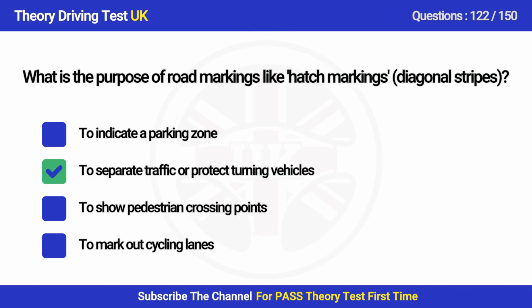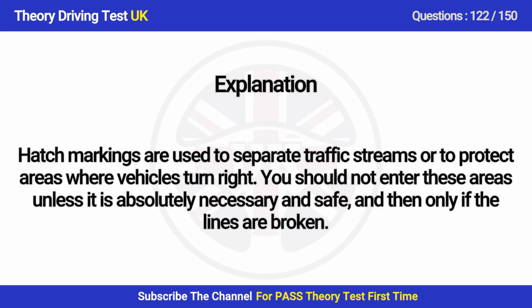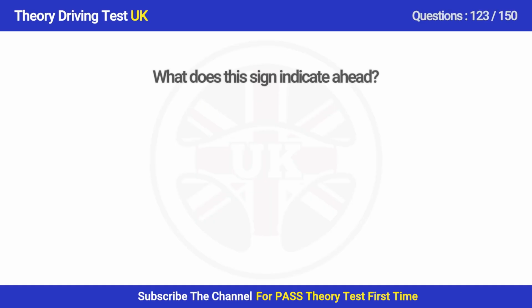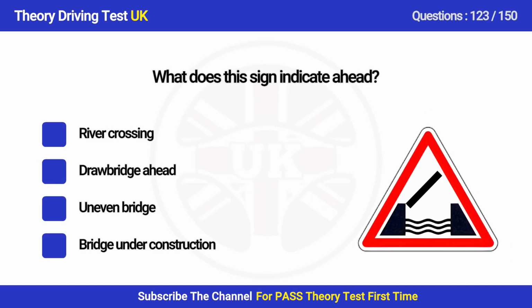Answer is B. To separate traffic or protect turning vehicles. Hatch markings are used to separate traffic streams or to protect areas where vehicles turn right. You should not enter these areas unless it is absolutely necessary and safe, and then only if the lines are broken.